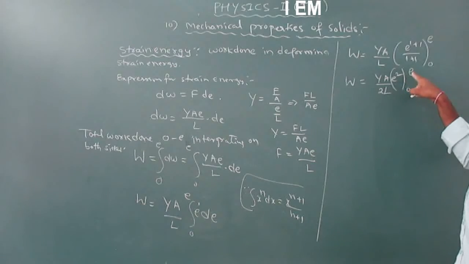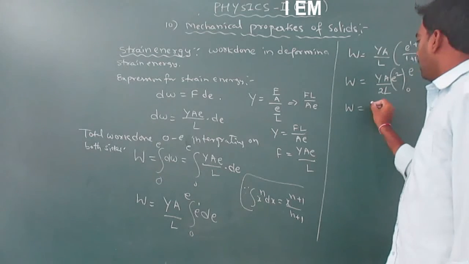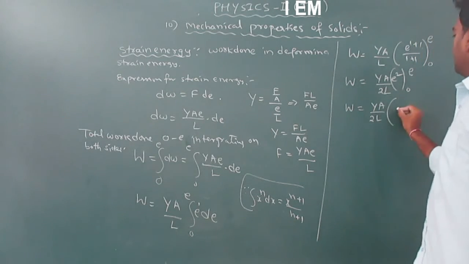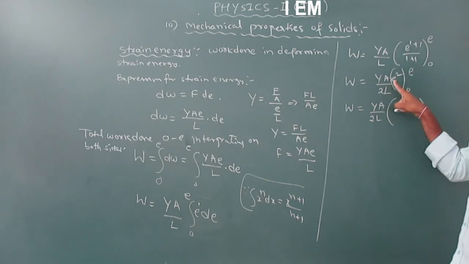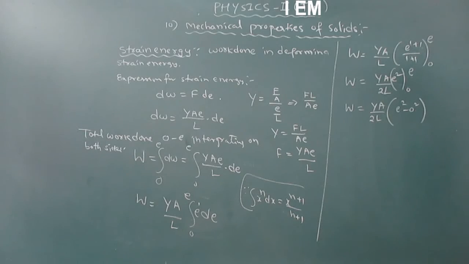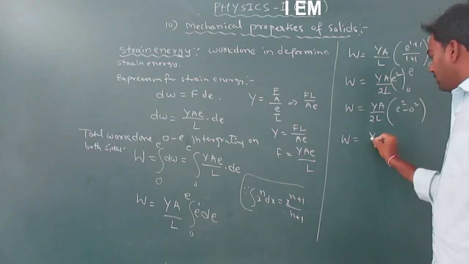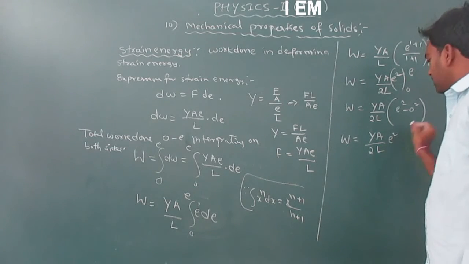So E substituted minus 0 substituted. So W is equal to Y A by 2L, E square minus 0 square. So upper limit minus lower limit substituted, we get the final equation: W is equal to Y A by 2L into E square.